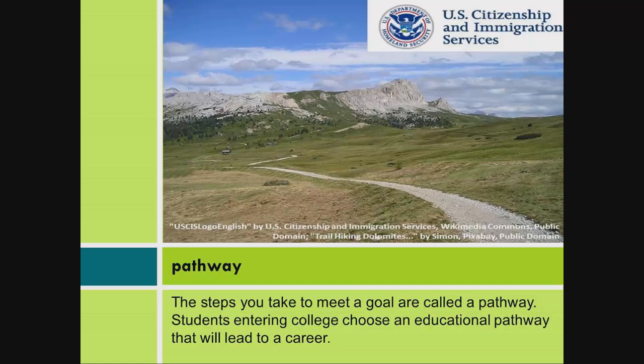Pathway. The steps you take to meet a goal are called a pathway. Students entering college choose an educational pathway that will lead to a career.